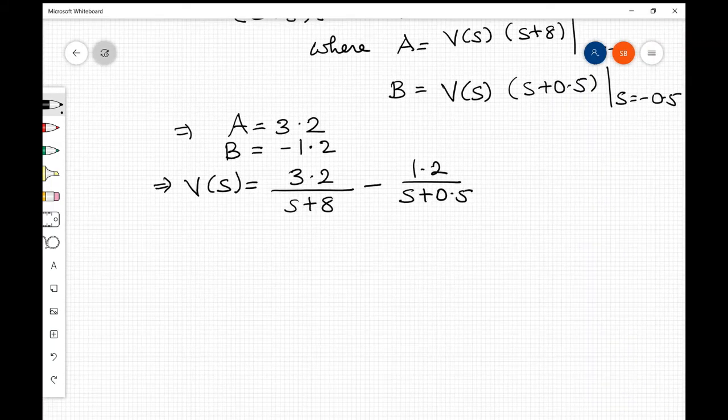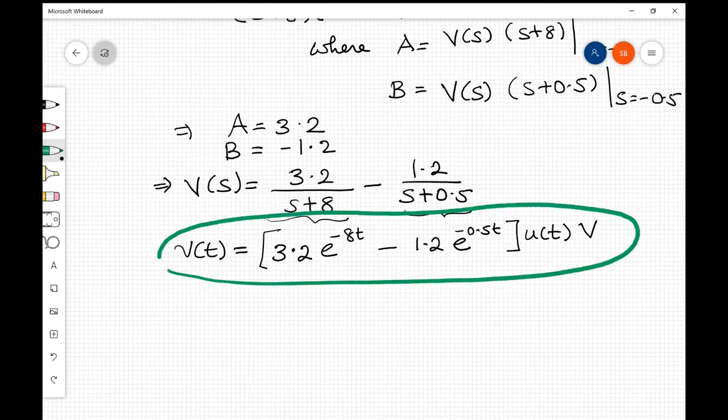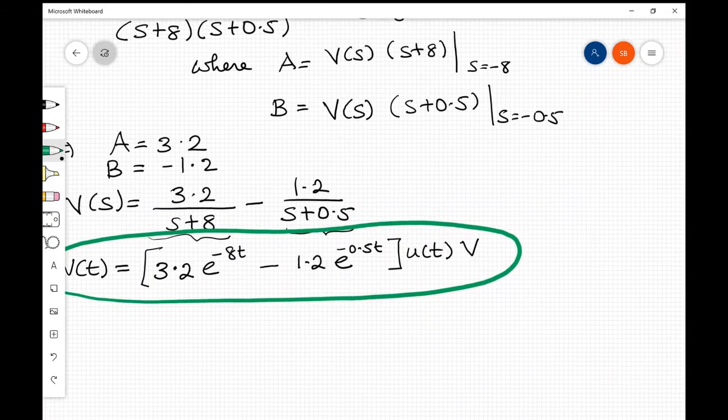So from this you can easily get the Laplace inverse transform of this and the Laplace inverse transform of that, in which case we are going to compute V at t. So from that you will get 3.2 times 1 over s plus 8, which is basically e raised to minus 8t, minus here 1.2 e raised to minus 0.5t. And in order to ensure that this is within the t greater than 0 region, we attach u at t. So this is going to be the voltage that we are going to get from that inductor.